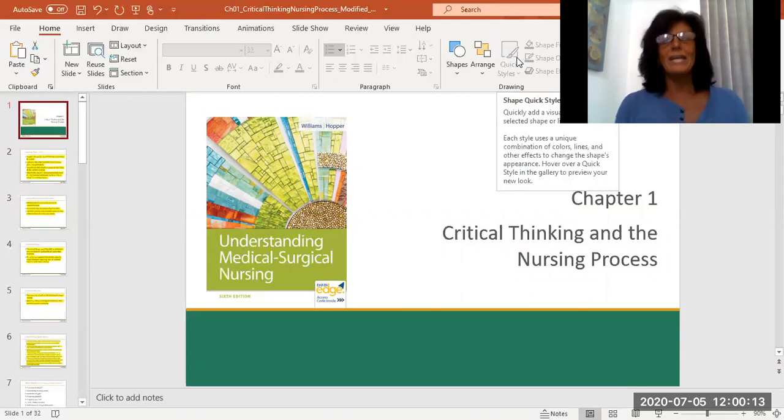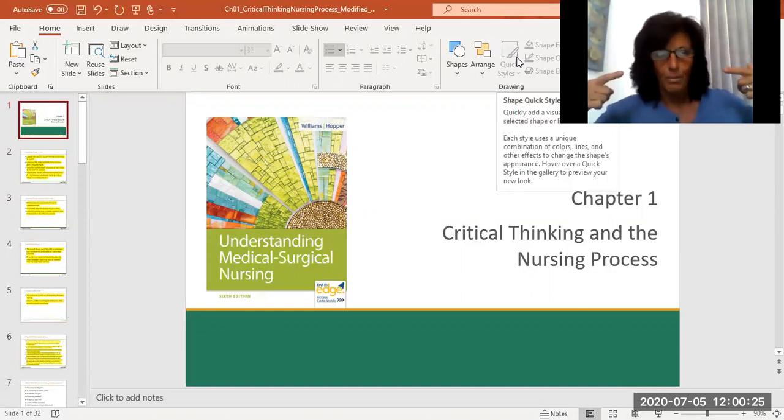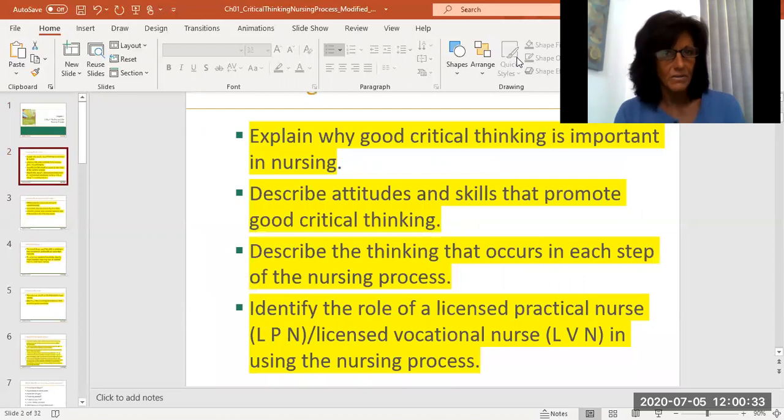But then there's critical thinking. And critical thinking is really a difficult concept for anyone to teach because it's taking what knowledge you have, things that you've learned, and then applying them to a situation with a patient to hopefully have a good outcome. Okay, so that's basically what this chapter encompasses.